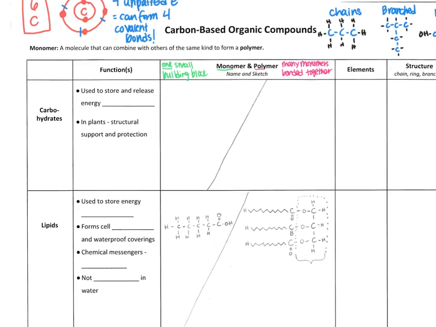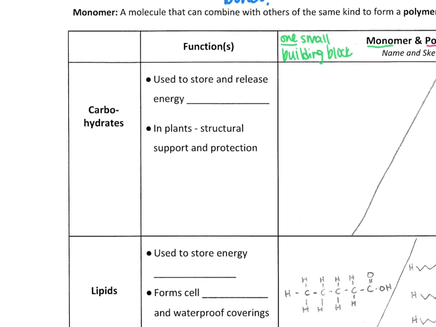All right, let's dive into our carbohydrate group. The primary function of carbohydrate molecules is that they are used to store and release short-term energy. Okay, that's their primary function. They are used for short-term energy. In plants, carbohydrates also provide major structural support and protection for the organism.